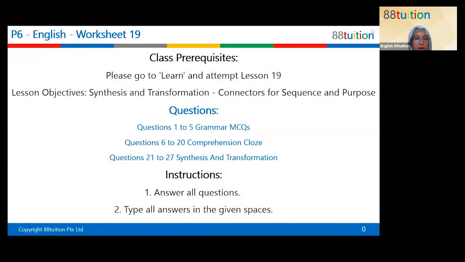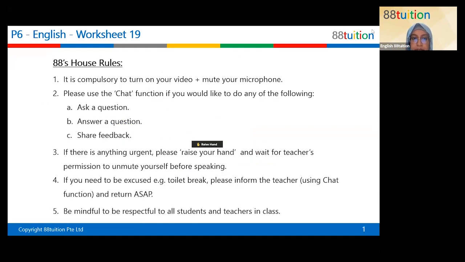Okay, let's start. These are all the usual class prerequisites, you know what to do. So today, as you can see, we're going to do grammar, MCQ, comprehension cloze, synthesis, and transformation. You already know the rules for the class. If you have something to say, you raise your hand. I didn't see the function, so you can just unmute yourself and say, excuse me, teacher, I have a question, then I can proceed, okay?